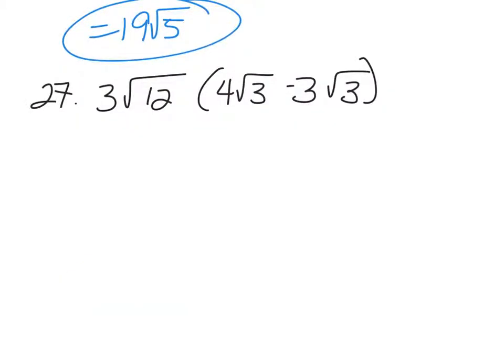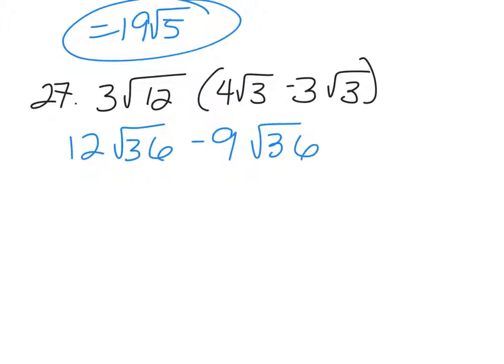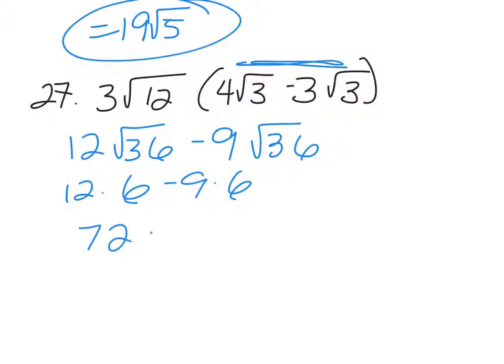Distributing again, so we've got 3 times 4 is 12. 3 times 12 is 36. 3 times 3 is 9. And 3 times 12 is 36 again. Oh, those were like terms. I could have combined those two first. I didn't. Oh well. Square root of 36 is 6. And 12 times 6 is 72. 9 times 6 is 54. No radical this time. They all went away.